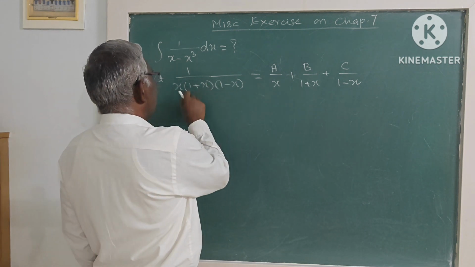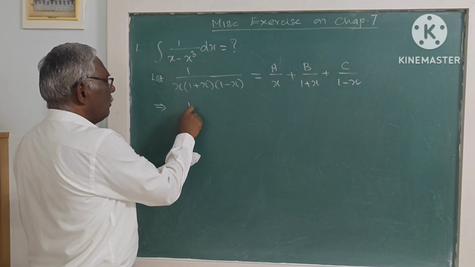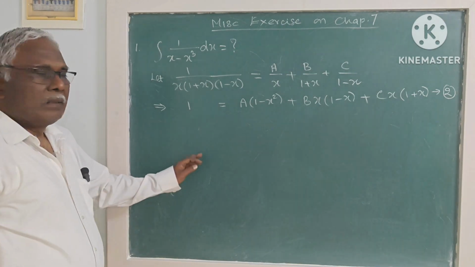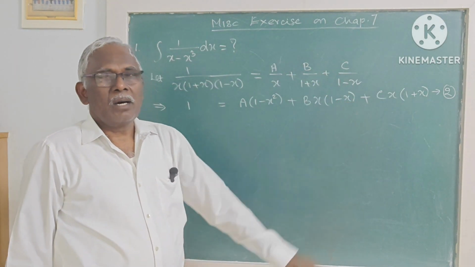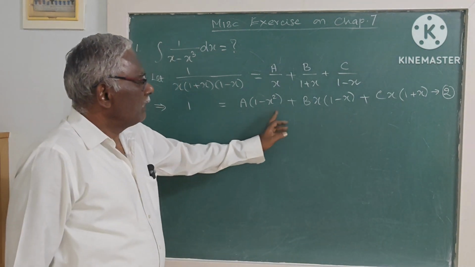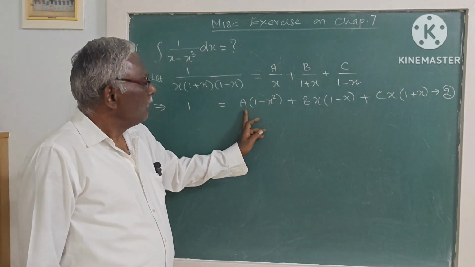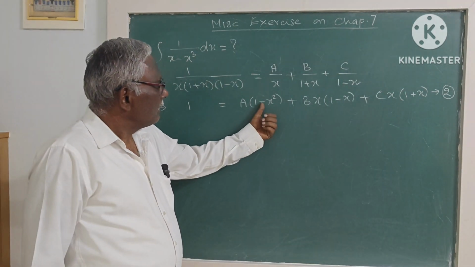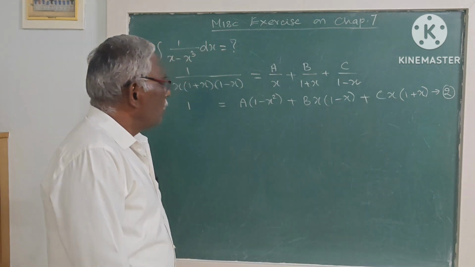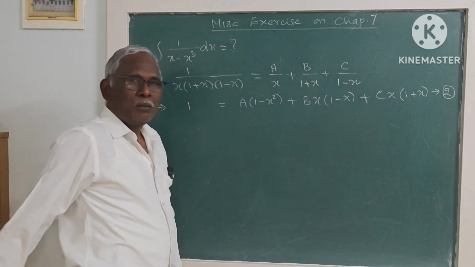Multiply throughout by x into 1 plus x into 1 minus x. What we will get? We get 1 is equal to, where a, b and c are arbitrary constants. To find the values of a, b and c, first we can put x is 0. So these two terms vanish, and we will get the value for a. Put x is equal to 1. This term vanishes, 1 minus 1, and we will get the value for c. Put x is minus 1, this will get cancelled, and we will get the value for b.